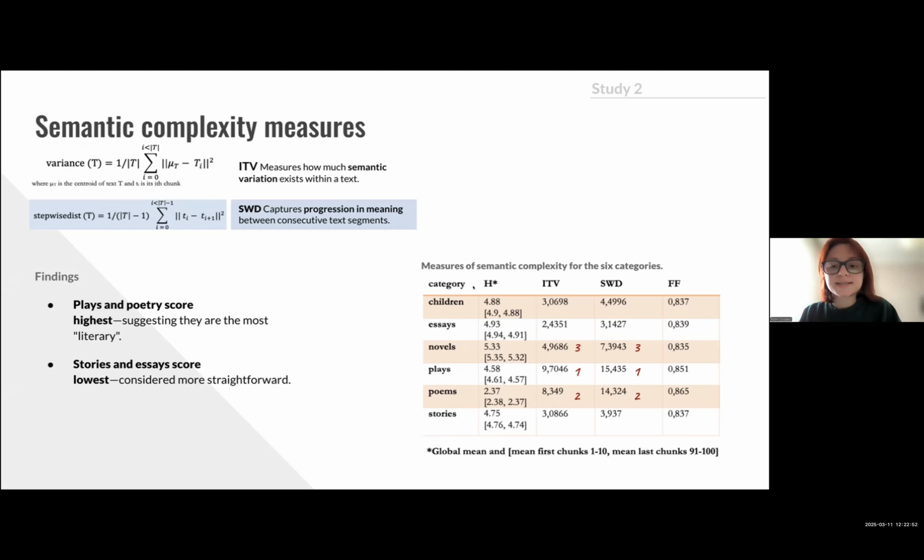Children's literature, essays, and stories have lower scores, indicating a more linear development of meaning. This supports the claim that dramatic and poetic works are more literary than prose. Does this reflect actual literariness or just structural complexity, though?